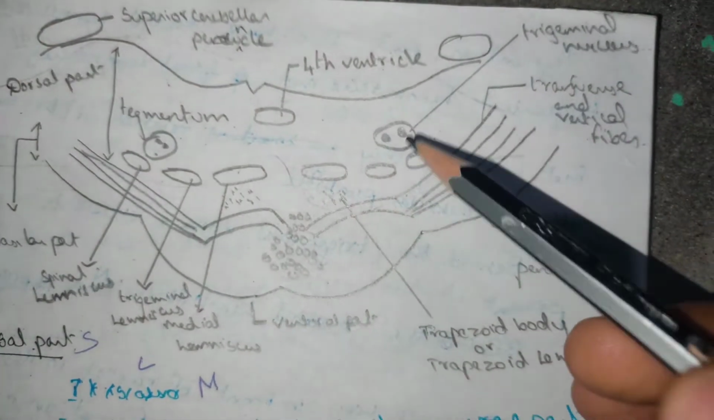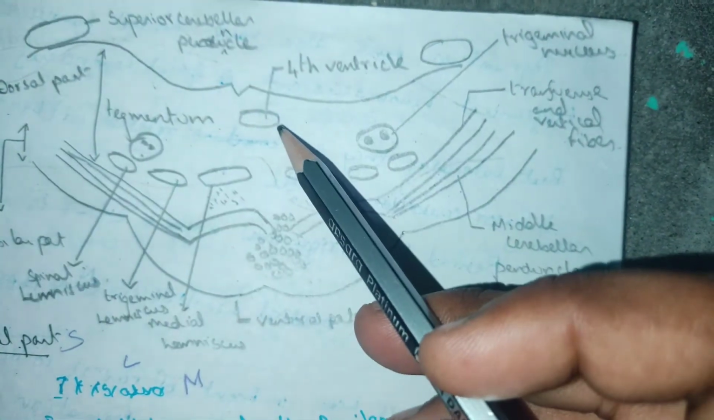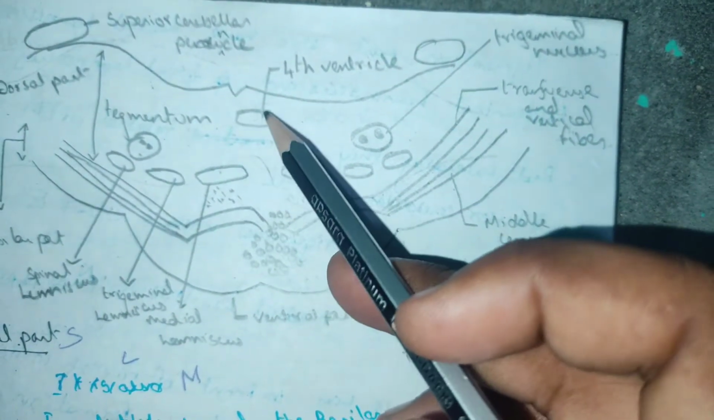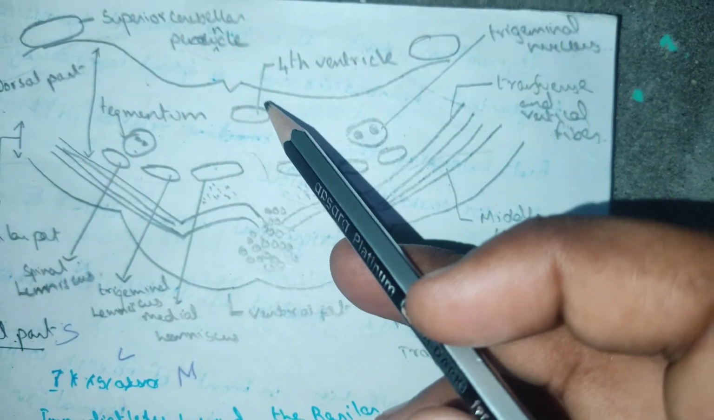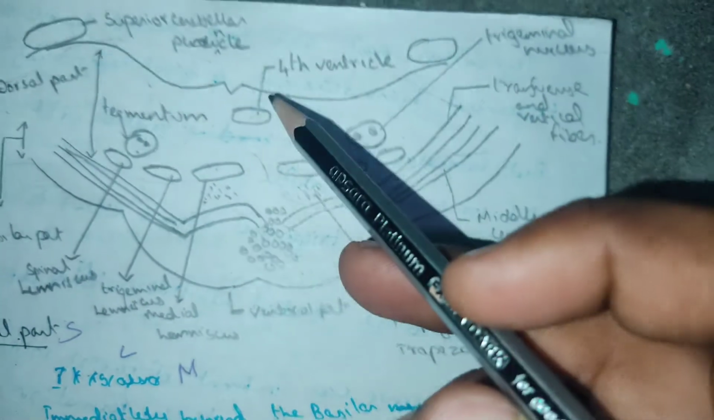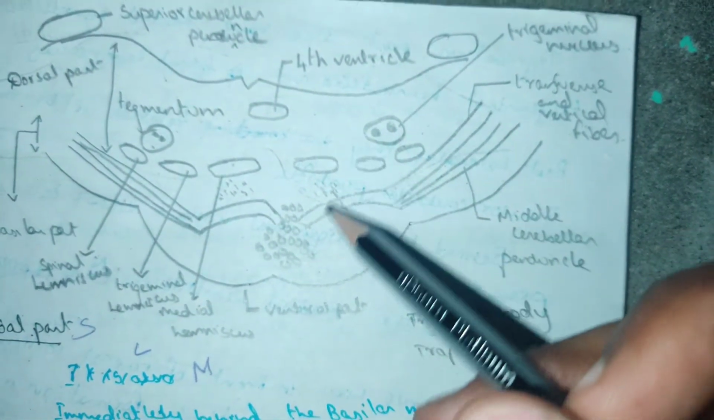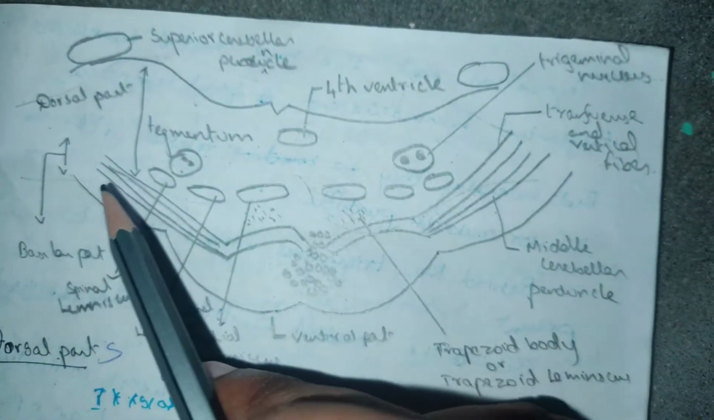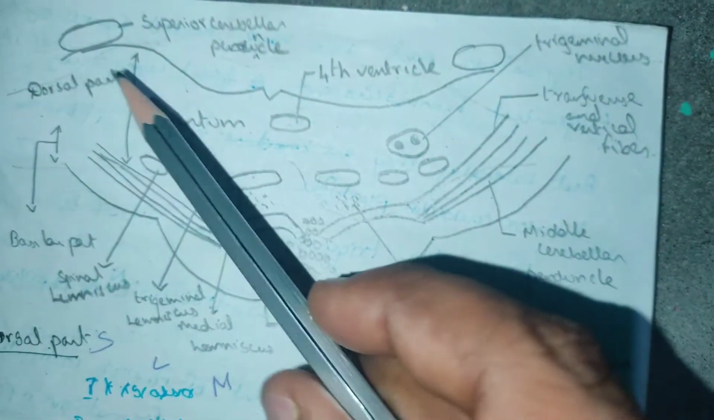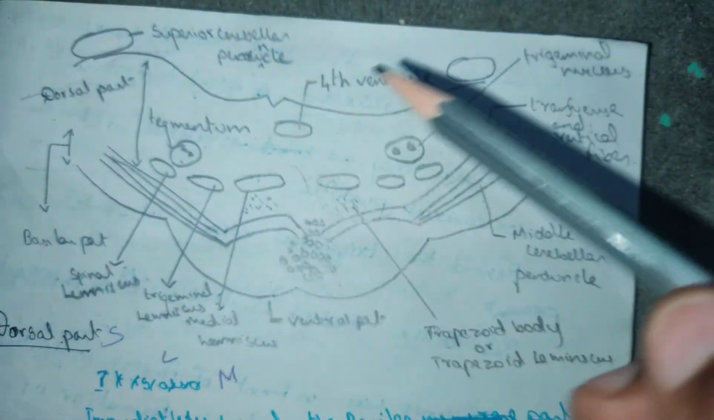This is the pons, the upper part. Here is the fourth ventricle. The cerebral aqueduct is seen in the upper part. It is not seen in the lower part. This is the basilar part. The pons is divided into the basilar part as well as the dorsal part.